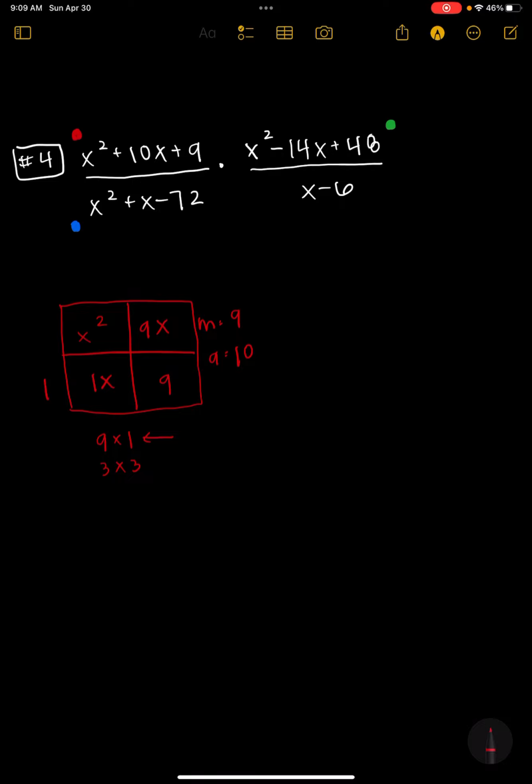They don't really have anything in common, so we put a 1. What do the top 2 boxes have in common? They have an x in common. The left 2 boxes have an x in common, and then the right 2 boxes have a 9 in common. So those are our factors.